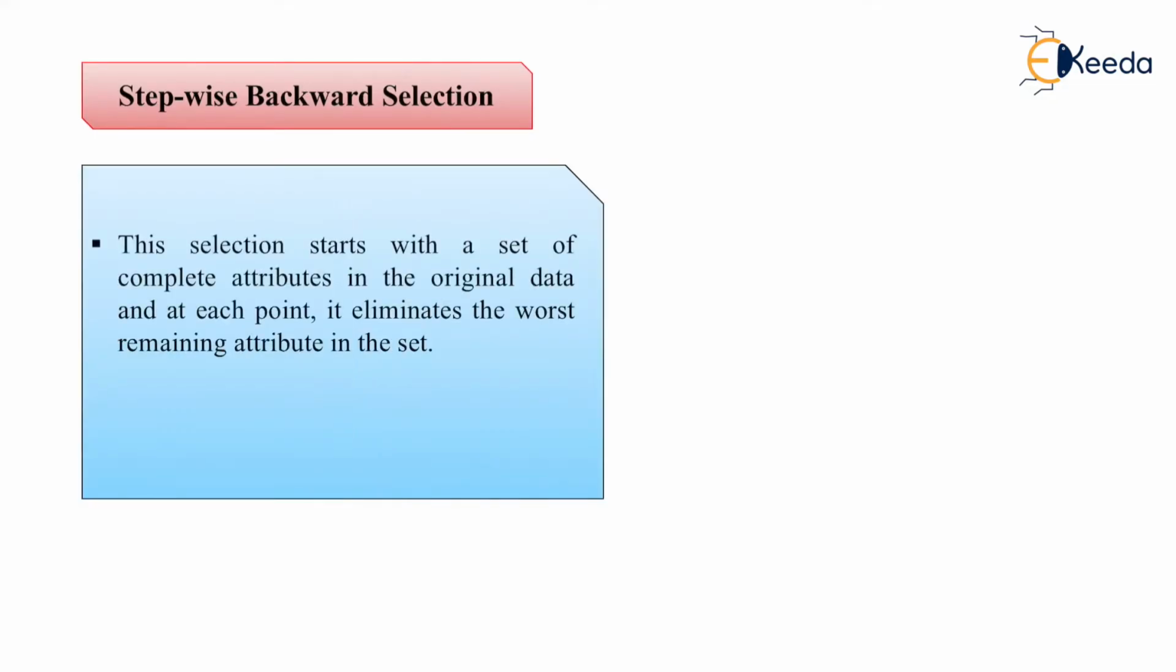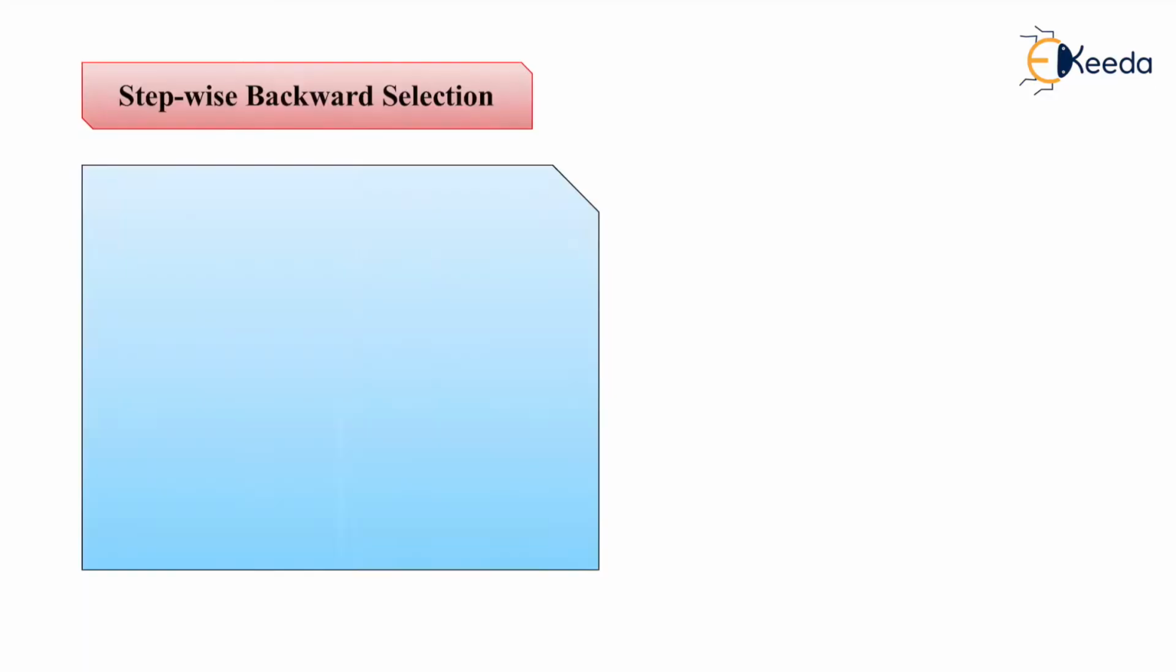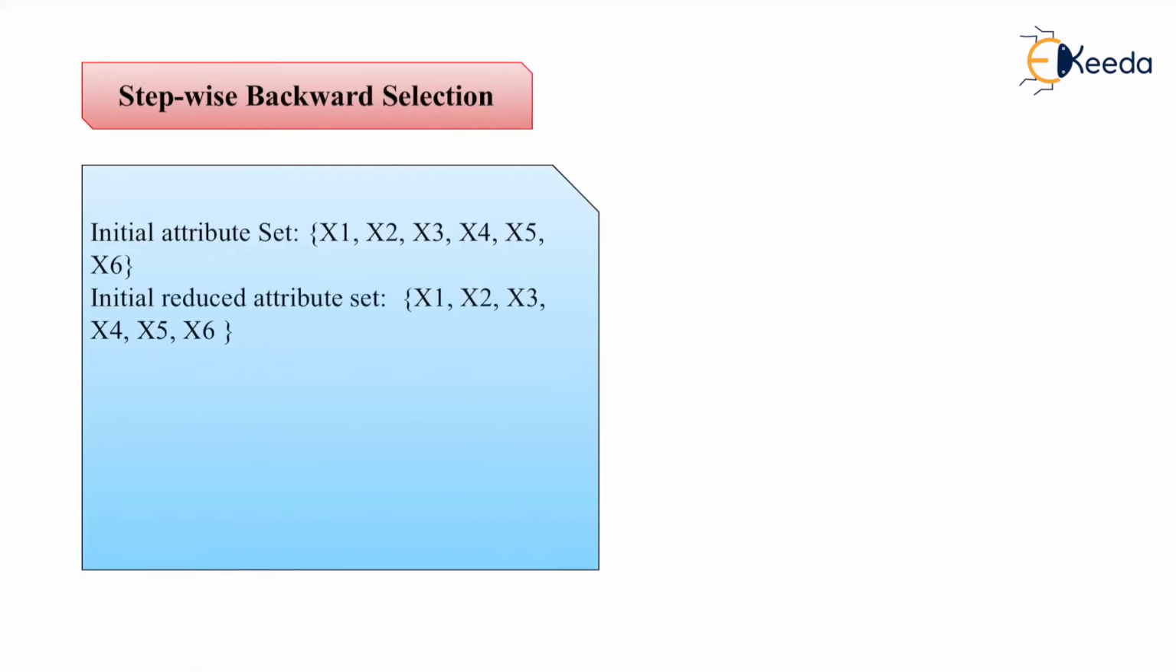Next, stepwise backward selection. This selection starts with the complete set of attributes in the original data, and at each point it eliminates the worst remaining attribute in the set. Suppose there are the following attributes in the data set in which a few attributes are redundant. So how can we do that? Initially we have the same attributes x1, x2, x3, x4, x5 and x6, and in the attribute set we are also putting all the attributes, x1 to x6.